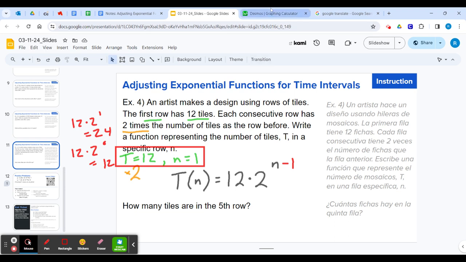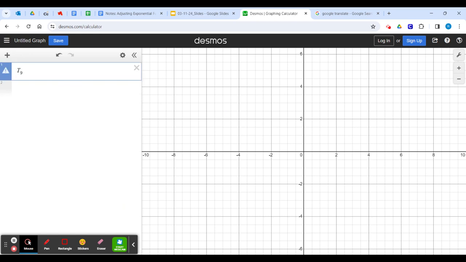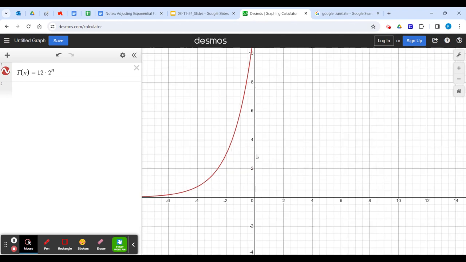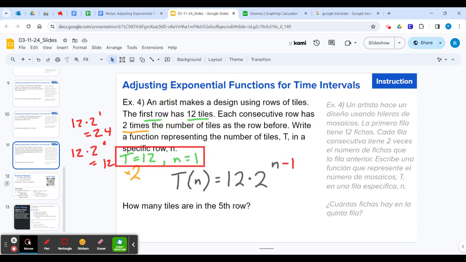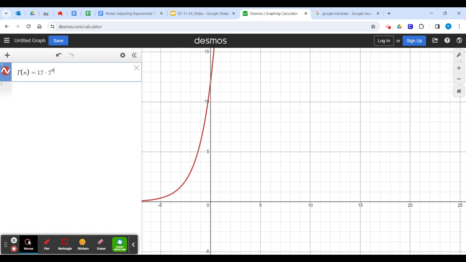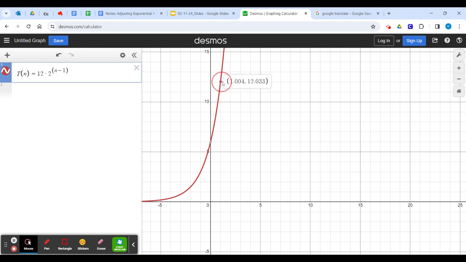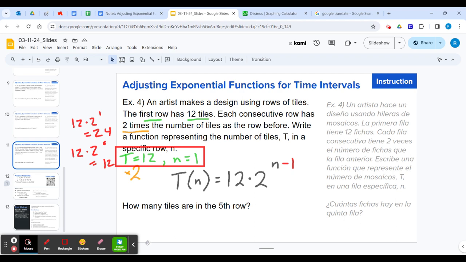Let's graph these two things real quick to show you what I'm talking about. So we get some t of n, and that equals 12 times 2 to the n power. And this is the incorrect version that I was talking about. If I look at what's happening, at an input of 0, I have the number of tiles of 12. And contextually in our problem, can we have a 0th row of tiles? No, it always starts at the first row. So this doesn't make sense with the context of our problem. But if we shift this over and go, all right, minus 1 like we talked about, and we'll need to use some parentheses around there, we'll notice that that value of 12 shifted over, and it is now happening when there is an input of 1 row. So that first row now lines up with what we wanted at 12 tiles, and our function is good.